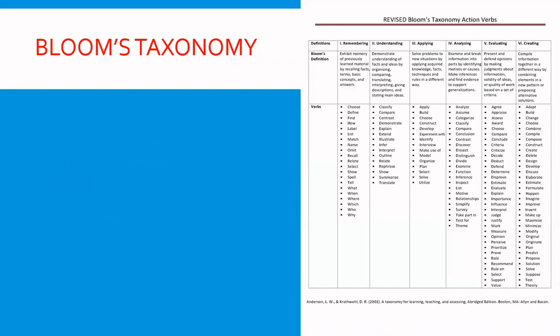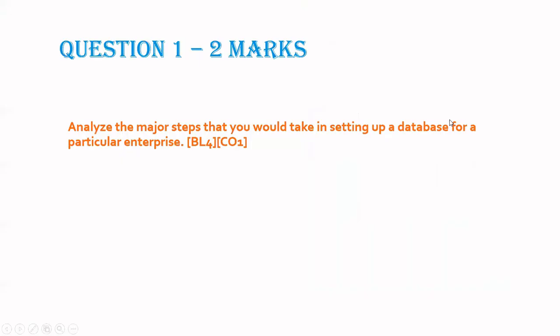Under analyzing, the verbs are analyze, assume, and so on. In evaluating: agree, appraise, assess, award, and so on. In creating: adapt, build, change. I'm going to use these words so that it is possible for you to write the answers using Bloom's taxonomy. You should elaborate the answers based on the particular Bloom's taxonomy level. Let's see what the questions are.